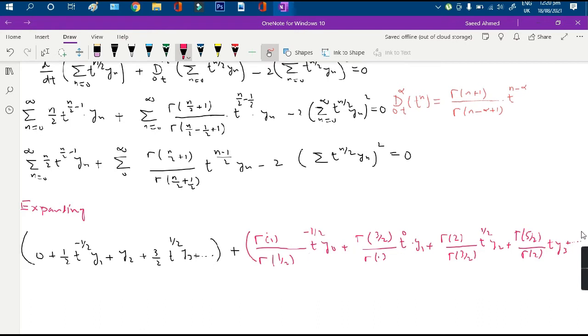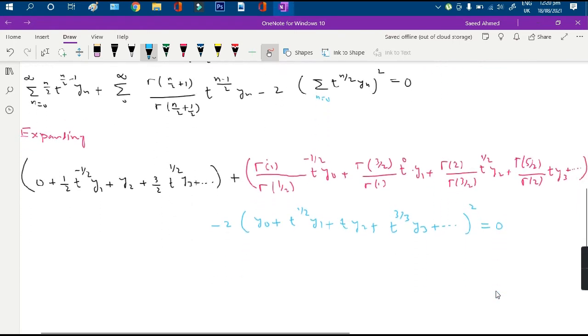So this is the expansion of the second series, and for the last series I have minus 2 times, again starting from 0. When n is 0, it's just t to the power 0, I have only y0. When n is 1, t to the power 1 by 2 into y1, when n is 2, it is just t and y2, and when n is 3, t to the power 3 by 2 into y3, and so on. This has whole square equal to 0.